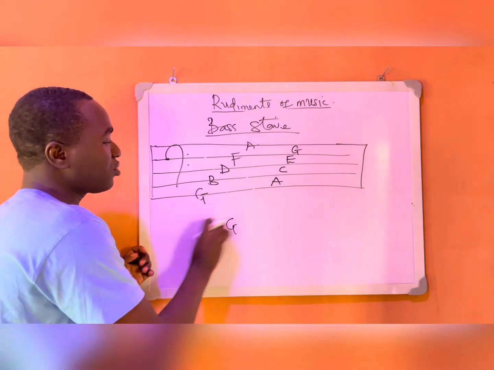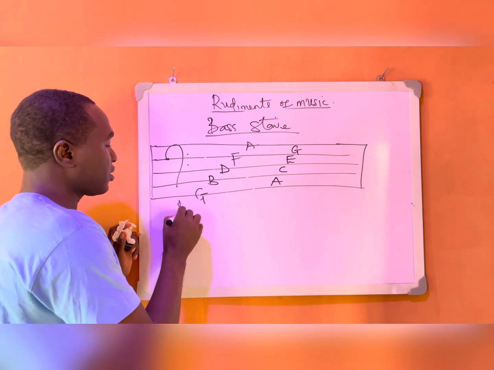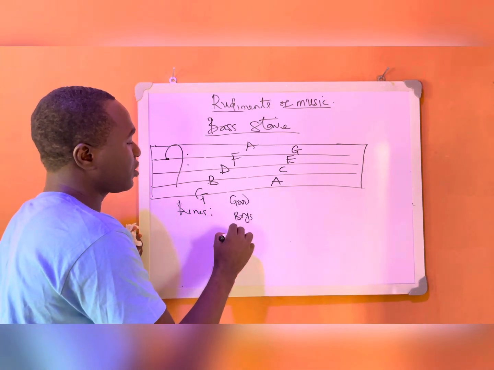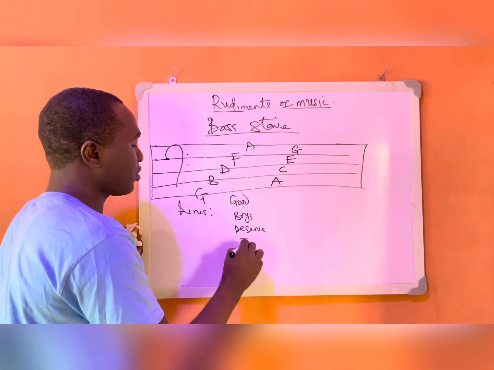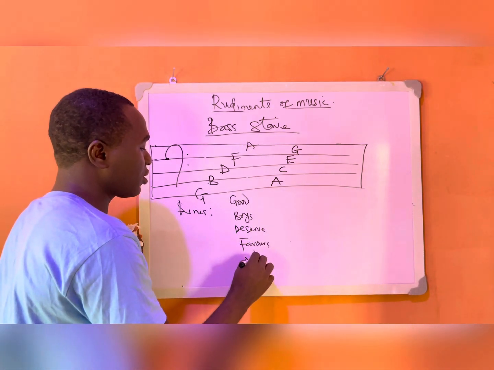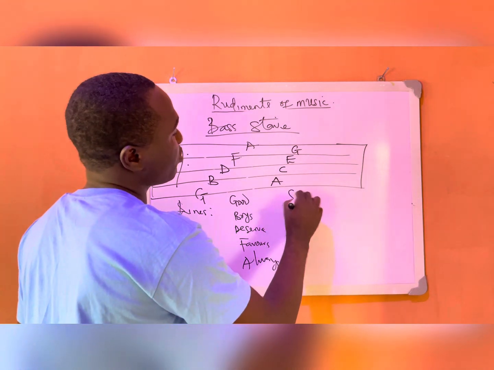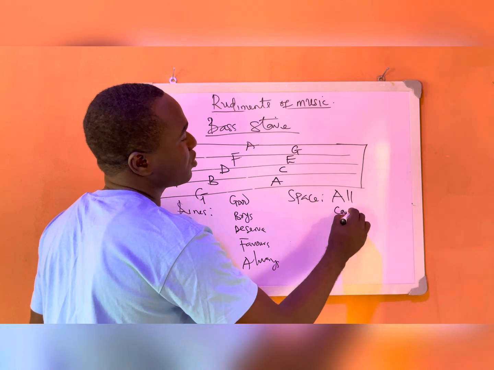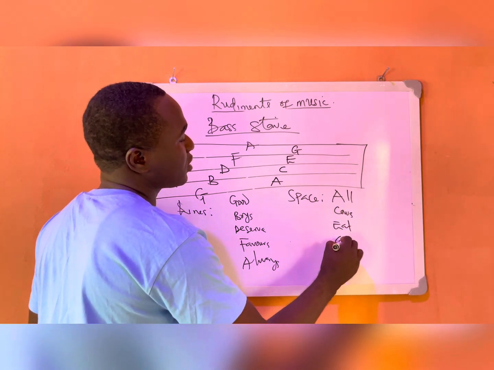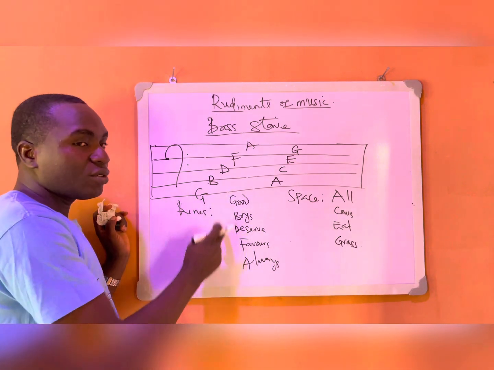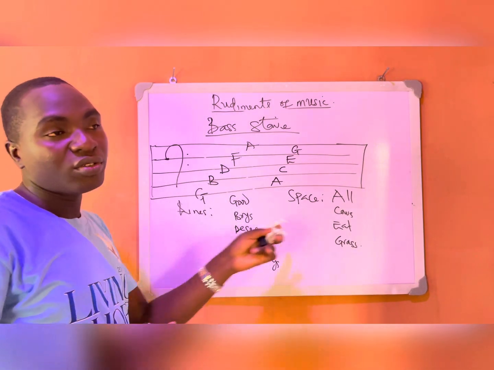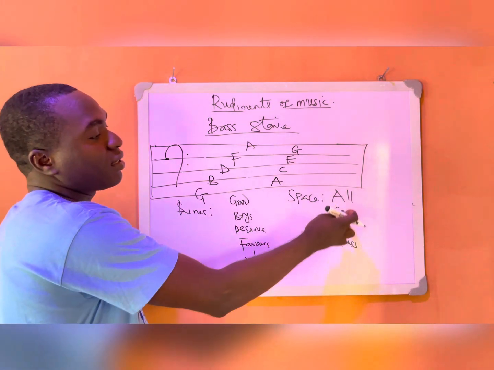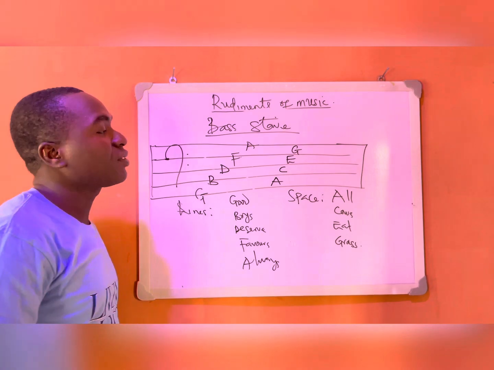So with this, you can use mnemonics for these lines. We have good boys deserve favors always. While for the spaces of the bass clef, we have all cows eat grass. It doesn't have to be what I'm using, whatever you can use to remember. If this is the method you choose to follow, you can adopt your own mnemonics or abbreviations. All cows eat grass. Good boys deserve favors always.